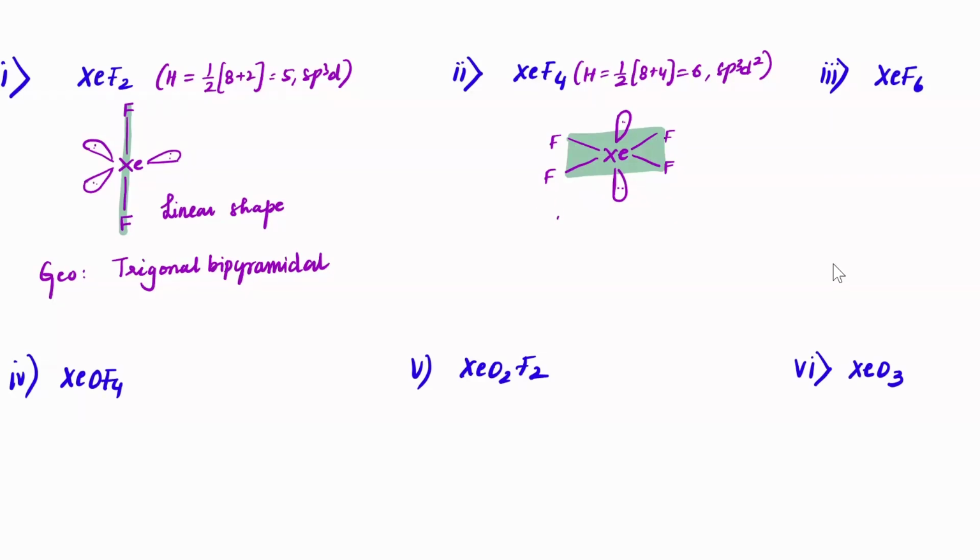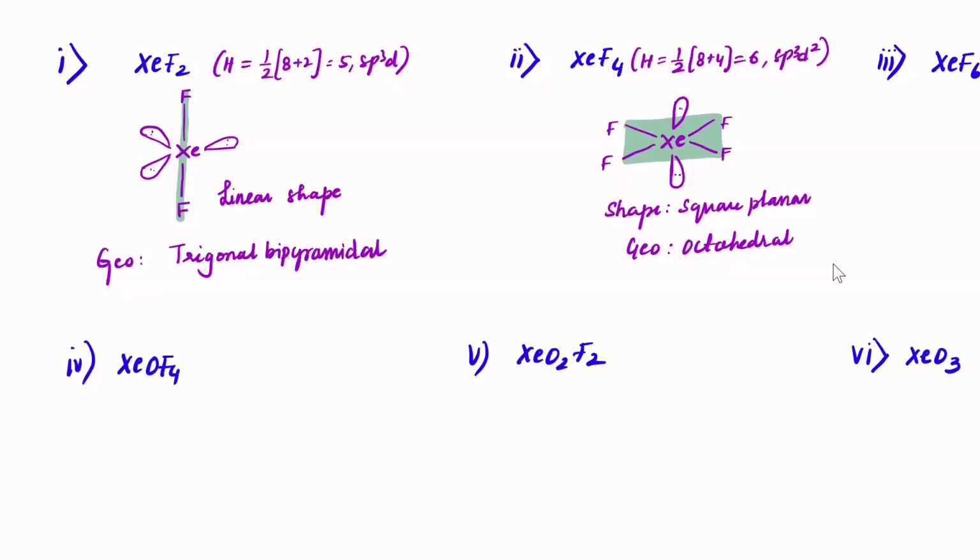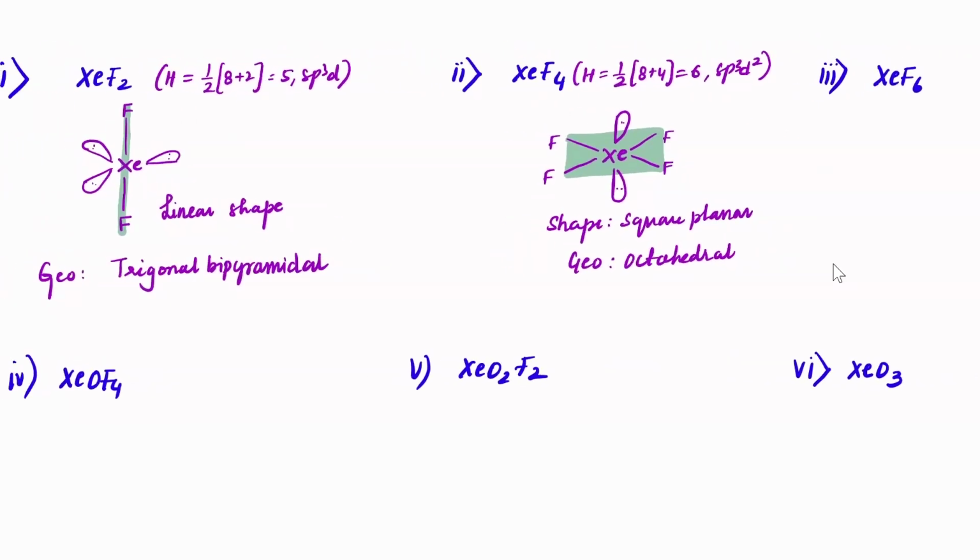So the shape is square planar. Geometry which is expected was octahedral. Now in these two, if you notice something, this has been a very standard JEE question, that number of lone pairs on xenon is 3 and bond pairs are 2.